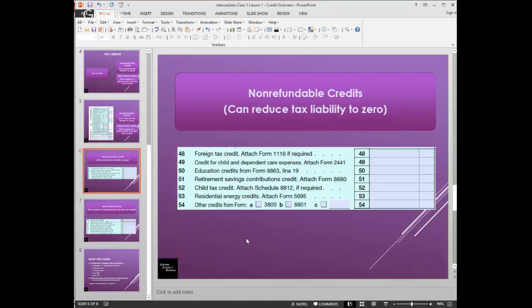We're also going to be reviewing the retirement savings contribution credit and the child tax credit. We will not be going into depth with the residential energy credits in this particular series. That's more of an advanced topic.